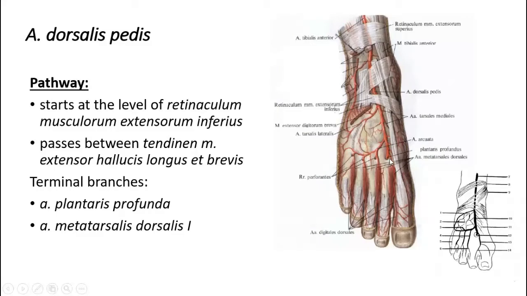So it will terminate then into two branches. It's split into one smaller branch that stays on the dorsal surface of the foot. Here, for example, you can see it also clearly, the arteria metatarsalis dorsalis prima. And also one branch here, on the first intermetatarsal space. This branch goes down toward the plantar surface of the foot. So you can see one branch kind of sink.